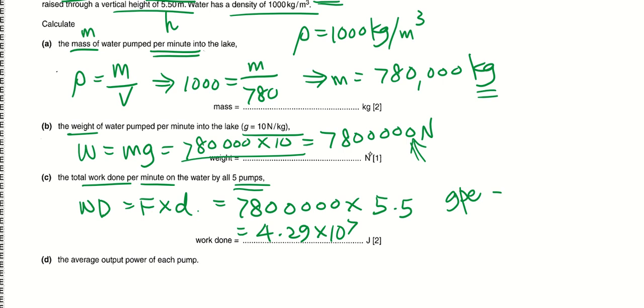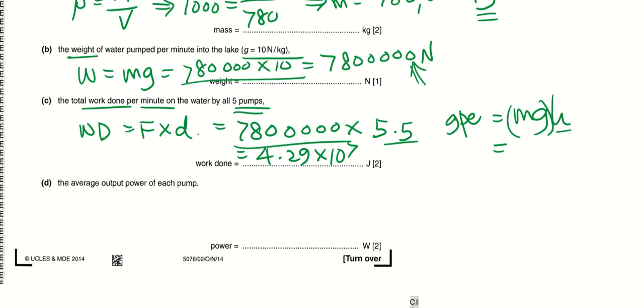Okay, so GPE, as you know, is mgh. Yes, if I use my mg, it actually equals the weight. Do you see that? And the height will then still be 5.5. So it will give the same value of 4.29 times 10 to the power of 7.